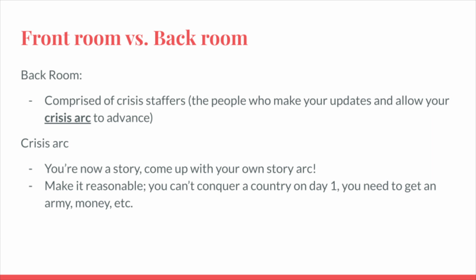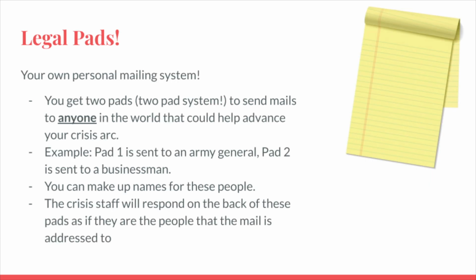Now, how can you, the delegate, actually get these resources? This is done through your two legal pads, hence the name, the two-pad system. You treat each pad like a letter to anyone in the world, and that's the purpose of the pads. You send mails to anyone in the world who can help advance your arc. In this case, I'd probably want to send it to an army general who has the same goals as me, and maybe a corrupt businessman who has the money to help me. Now keep in mind, these people don't have to actually exist in real life. You can send them to anyone you want, but let's go over some rules first.